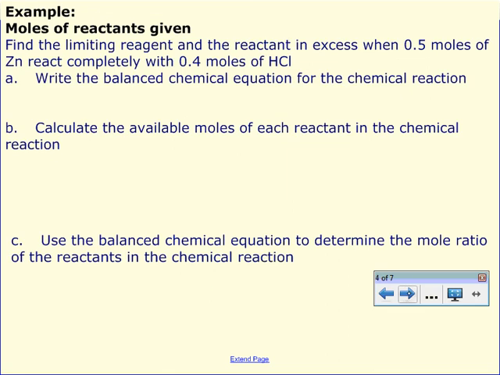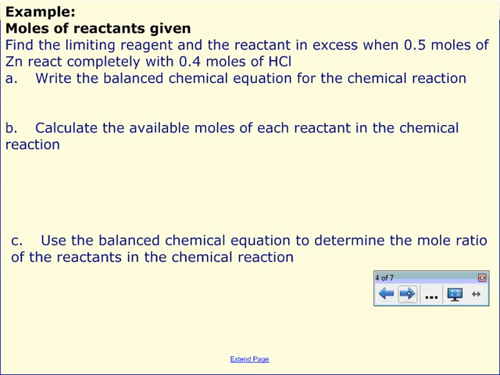kind of mathematically. So here's an example. I have the moles of reactants given. So I want to find the limiting reagent and the reactant in excess when I have 0.5 moles of zinc react completely with 0.4 moles of HCl.